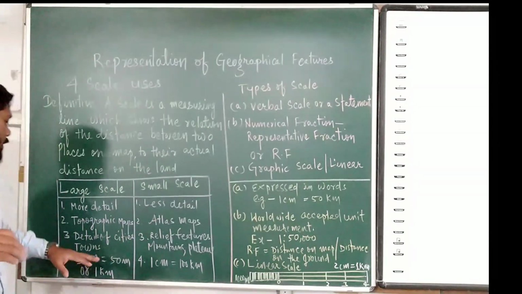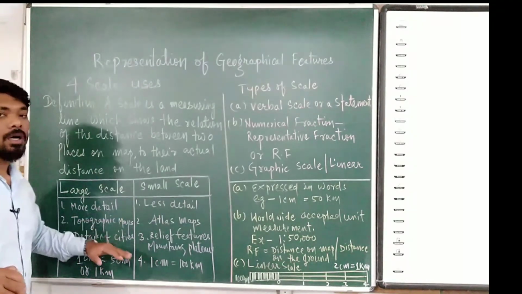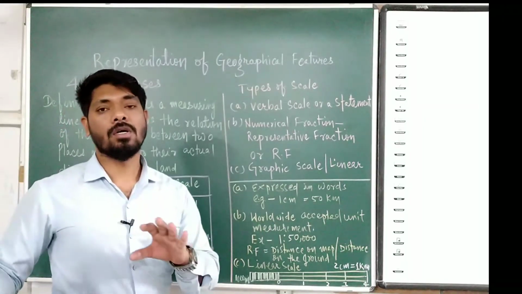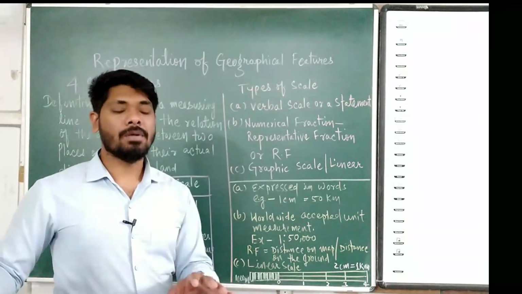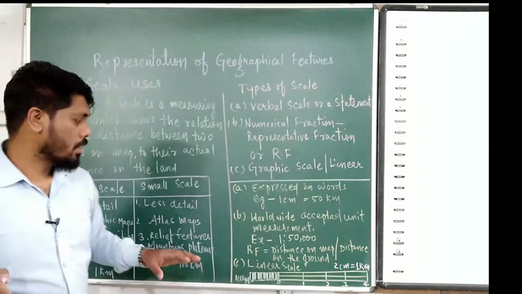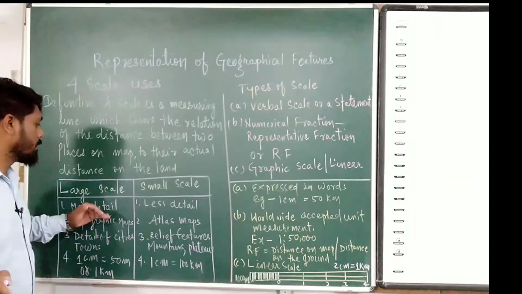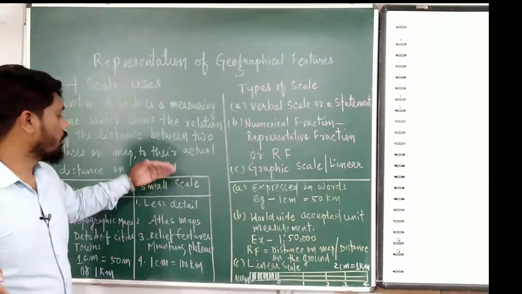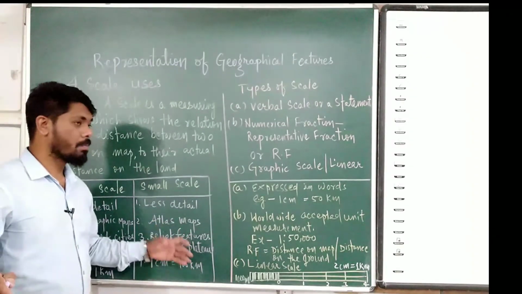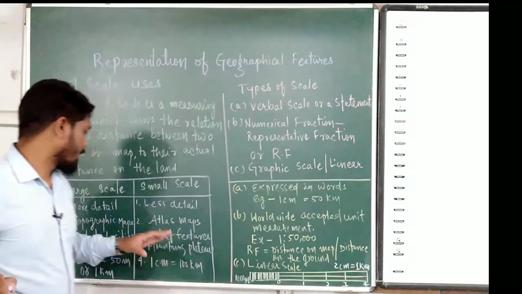The third point is that details of cities, towns or villages are shown in the large scale map. All details, what roads are there, settlements, houses, permanent huts, will all be shown in detail in this large scale map. But in small scale, relief features like mountains, plateaus and plains will be shown with colors.